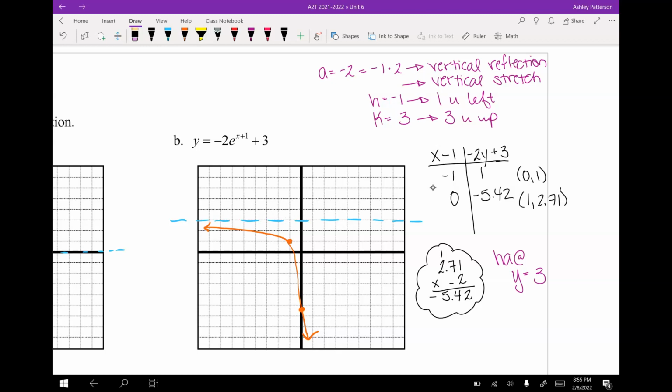So if ever you need to sketch in the parent function to help you visualize what's happening, I highly suggest that, because we're only dealing with 2 points here, and we really need to be comfortable with the shape and how our transformations are affecting that shape.